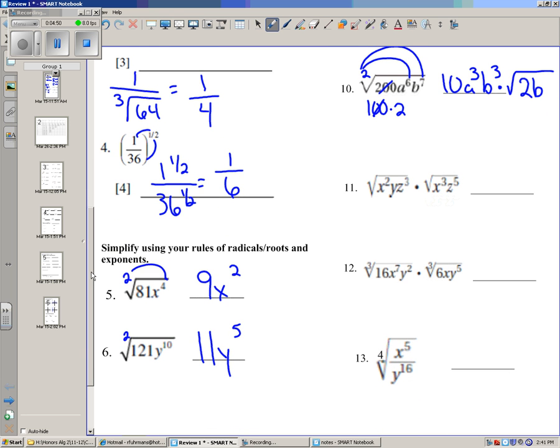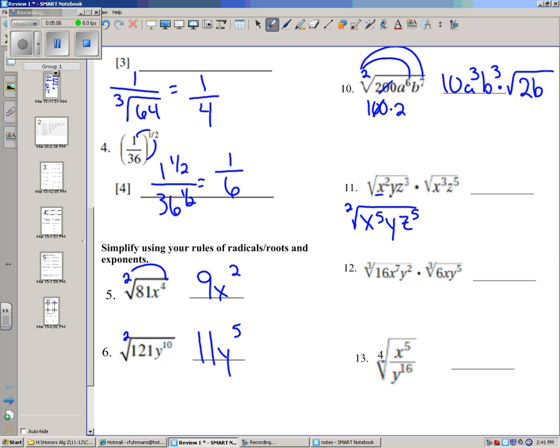On number 11, let's see. What I'm going to go ahead and do is I know that the x squared has a perfect square root, but I'm going to go ahead and put everything in one square root first. So I get x to the 5th, y, and z to the fifth. And now I'm just going to take out as much as I can.